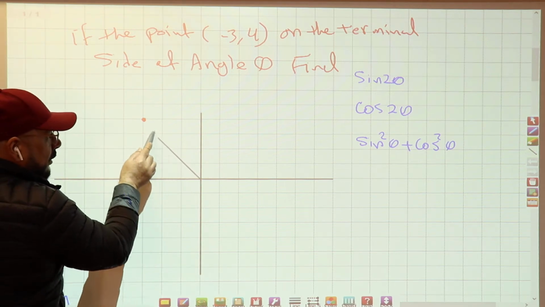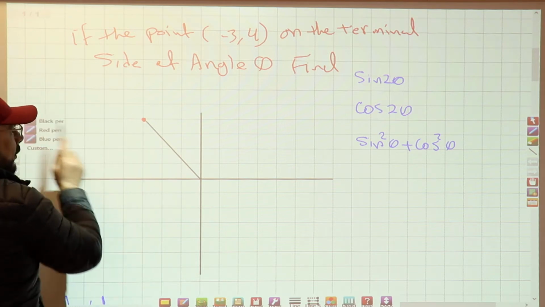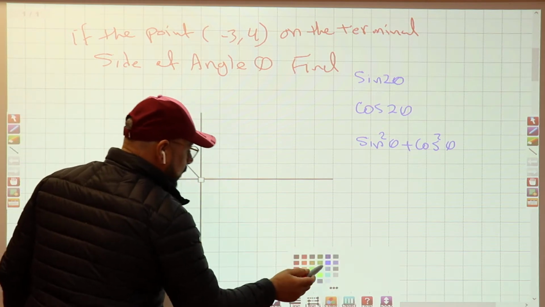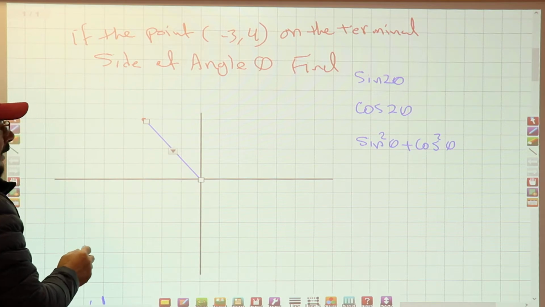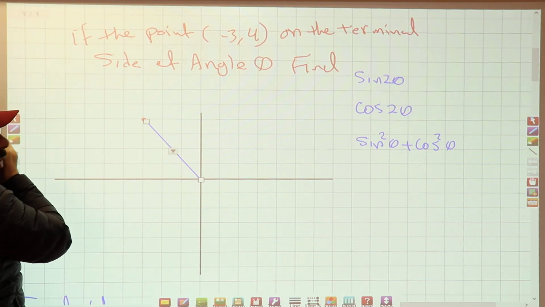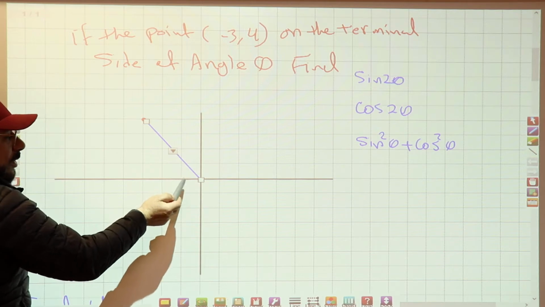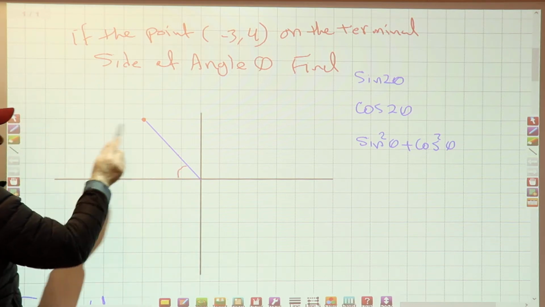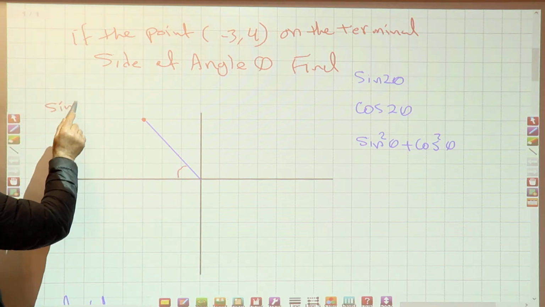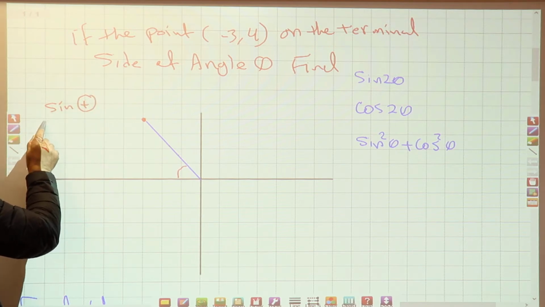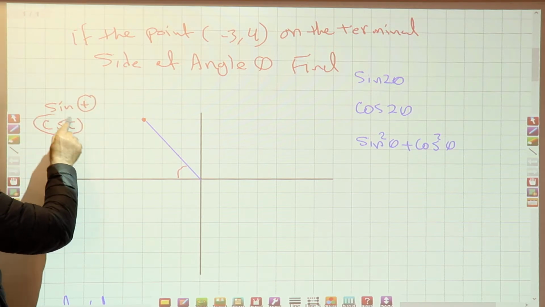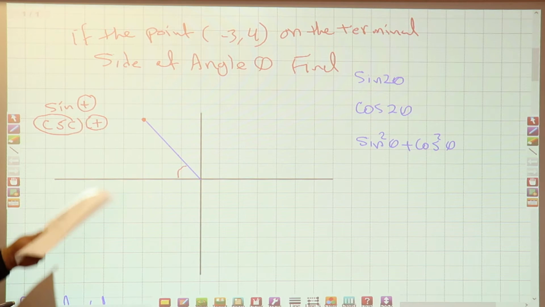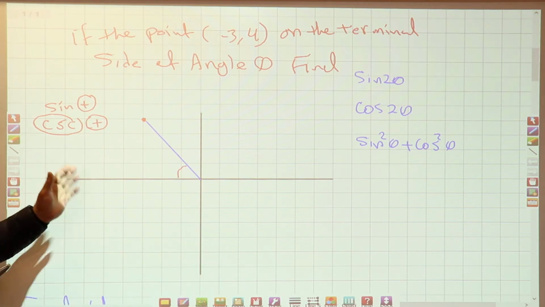Then you have a line. This is your line. Let me just make this blue. Okay, good. Now, we always take the angle with the closest x-axis, and also remember in this quadrant, only sine and cosecant are positive. These two are positive in this quadrant only. Remember: All Students Take Calculus.